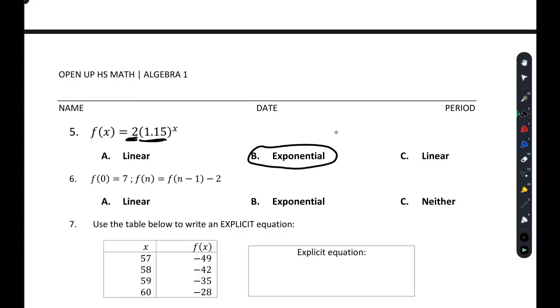The second one, number 6, is recursive. It gives you f of 0 is equal to 7, meaning the first term is 7. Then f of n is equal to f of n minus 1, take away 2. So the now term is equal to the previous term minus 2. You take away 2 each time. That's going to make this linear.